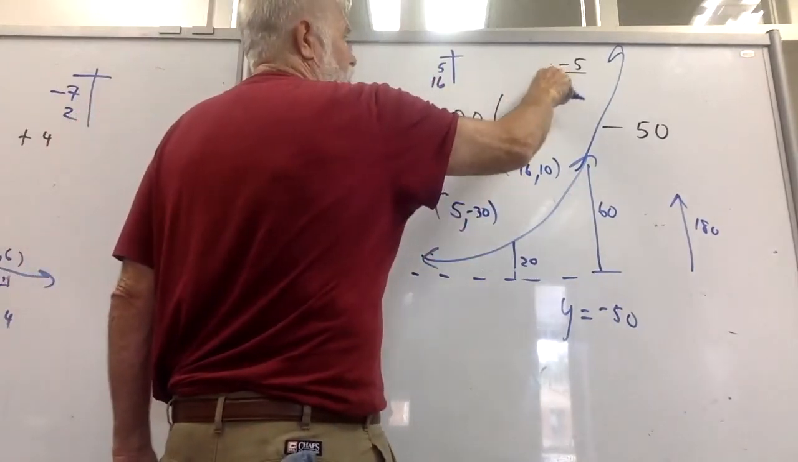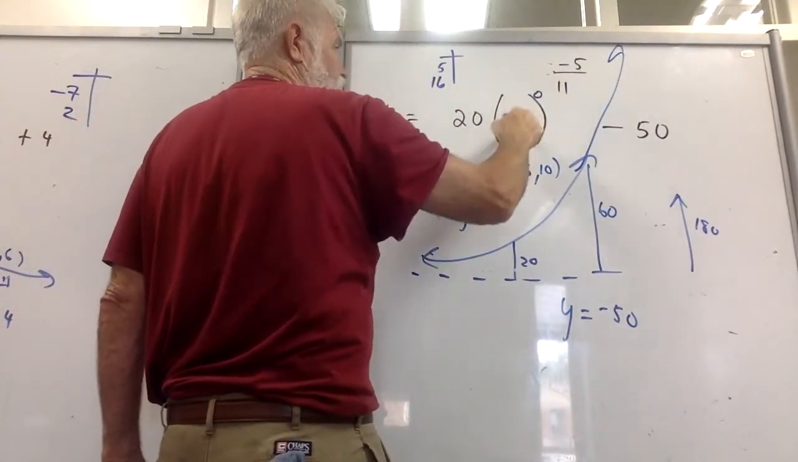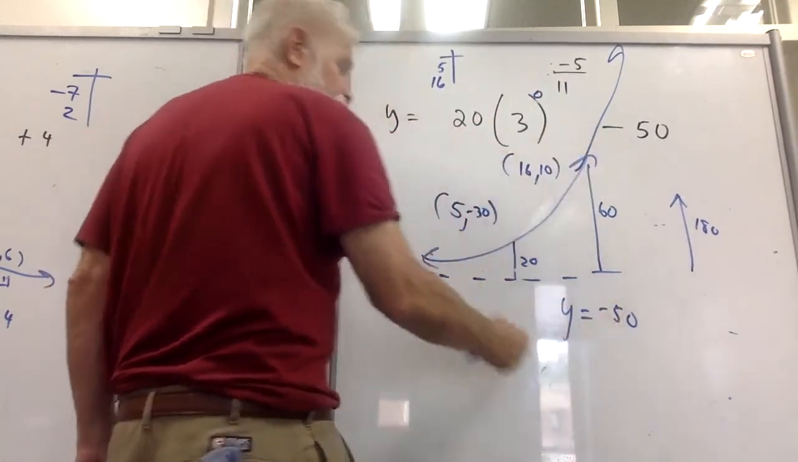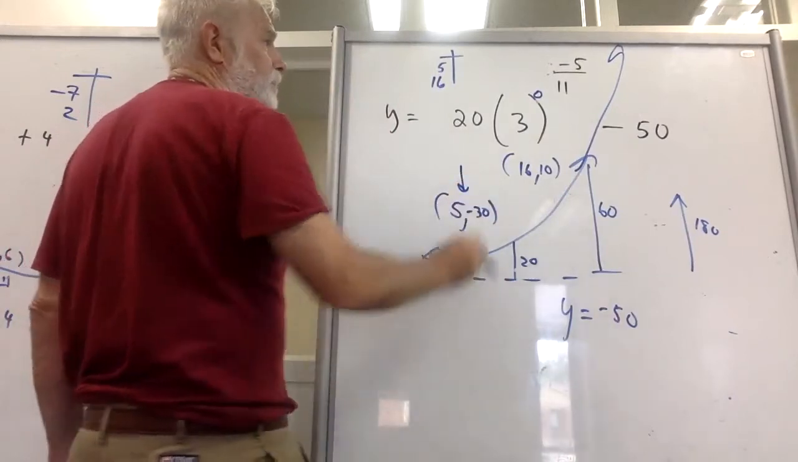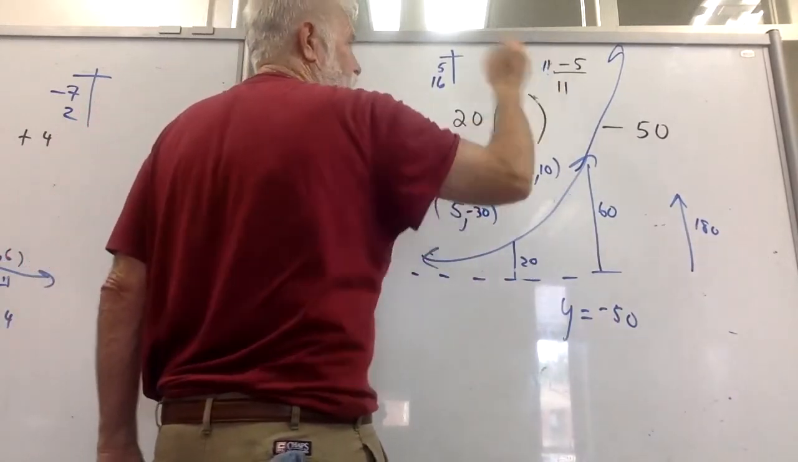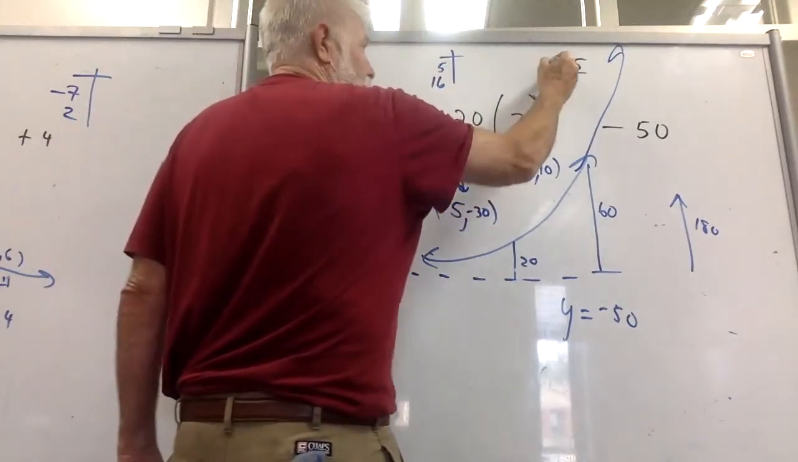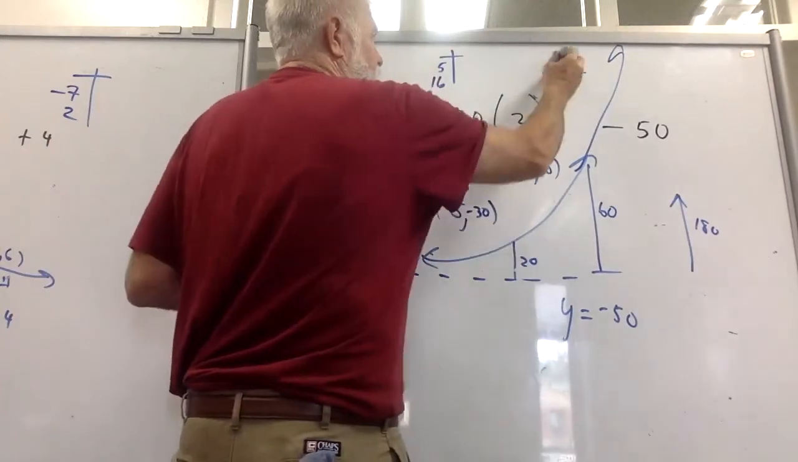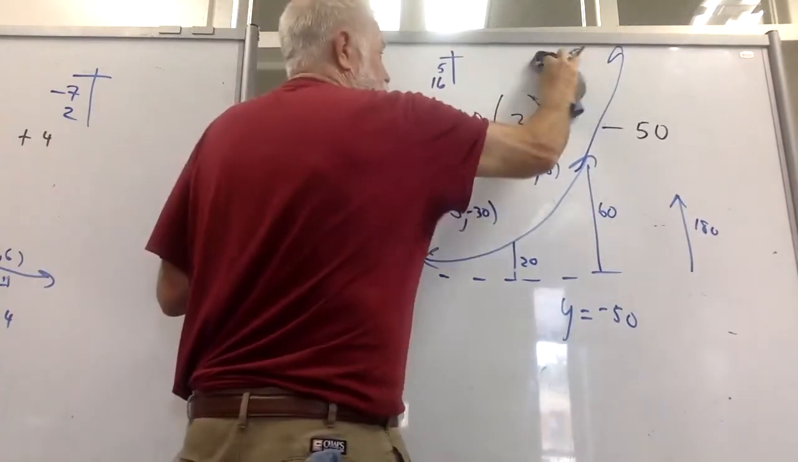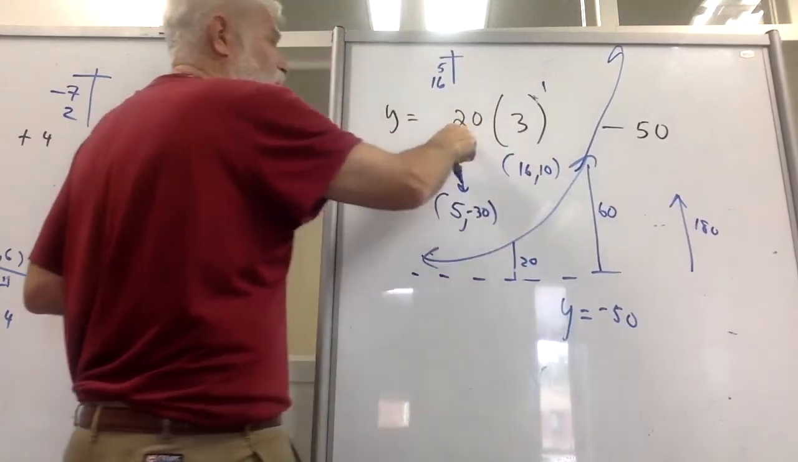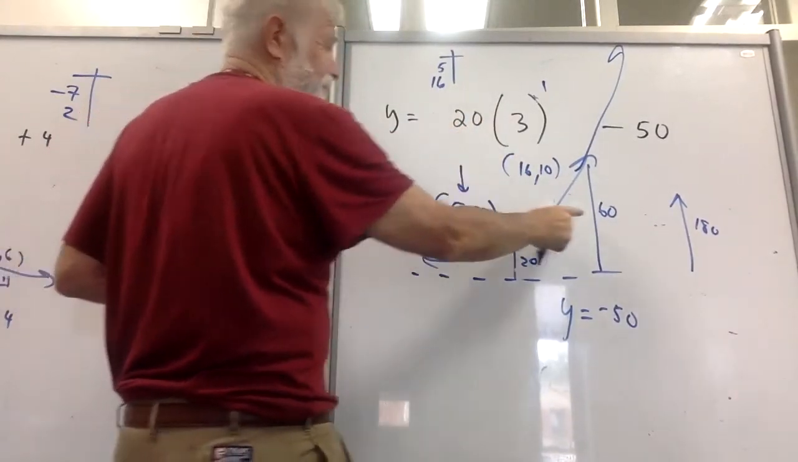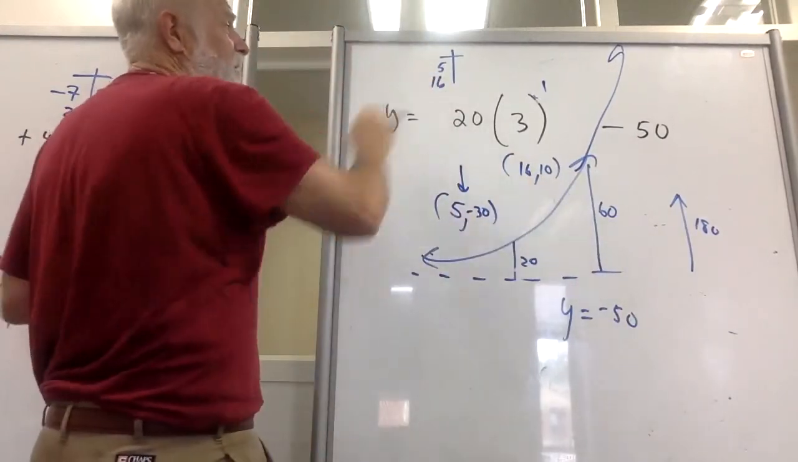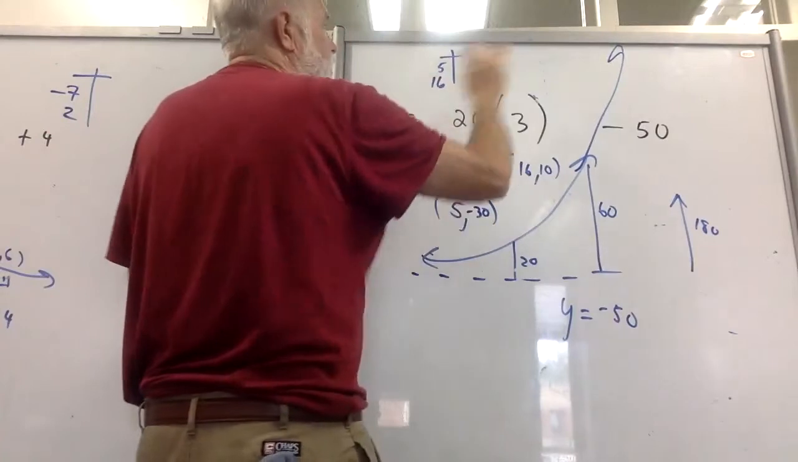5 minus 5, 0. 3 to the 0, 1. 1 jump at 20. Oh yeah, 1 jump at 20 on top of negative 50 gives me my first data point. Then we're going to pick 11. No, we're going to pick 16, because 16 minus 5 is 11, and 11 divided by 11 is 1. And 3 times 20 is 60. Minus 50 is 10. And if I see a 15 and a 16 there, I can recreate this.